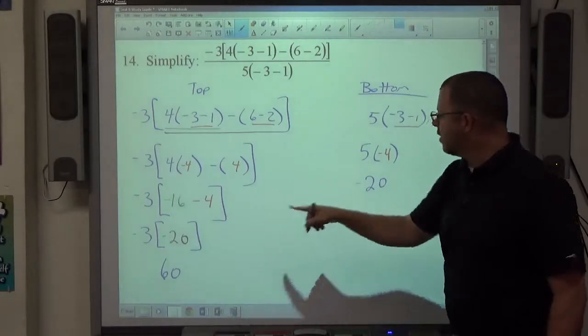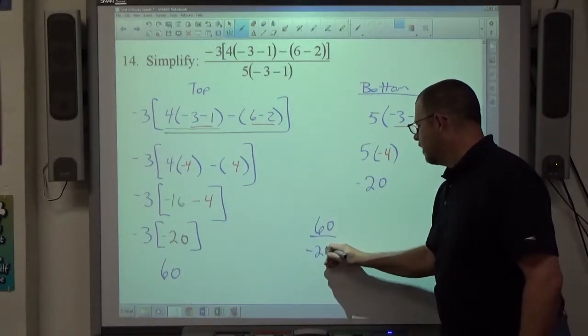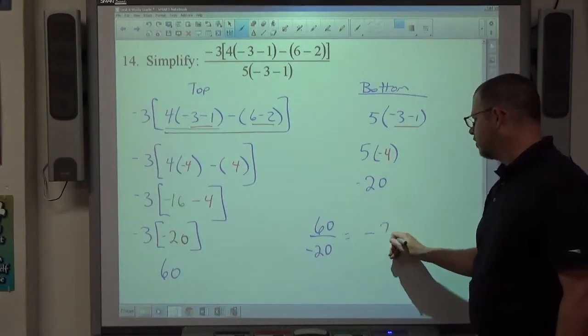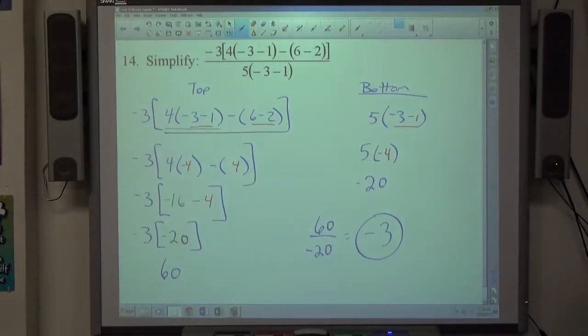Once I get a top answer and a bottom answer, the result, 60 over negative 20, is then evaluated through division. The signs are different, so I get a negative. 60 divided by 20 is 3. That'd be the most efficient way to do that.